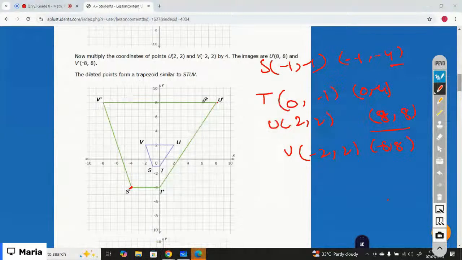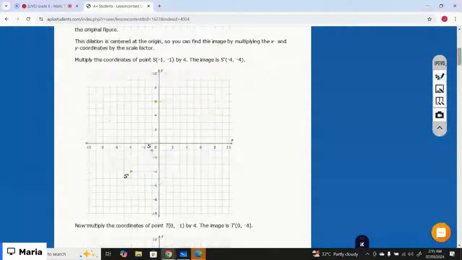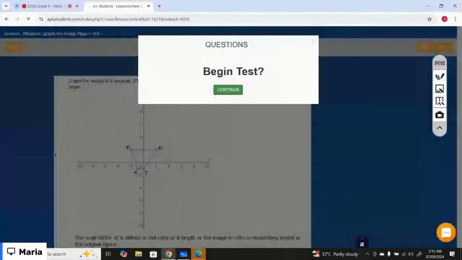So the green one is the dilated image, right? Dilated image means the one that has expanded in size. So the factor is very important. You can calculate the new vertices by multiplying the factor with the older ones, right?